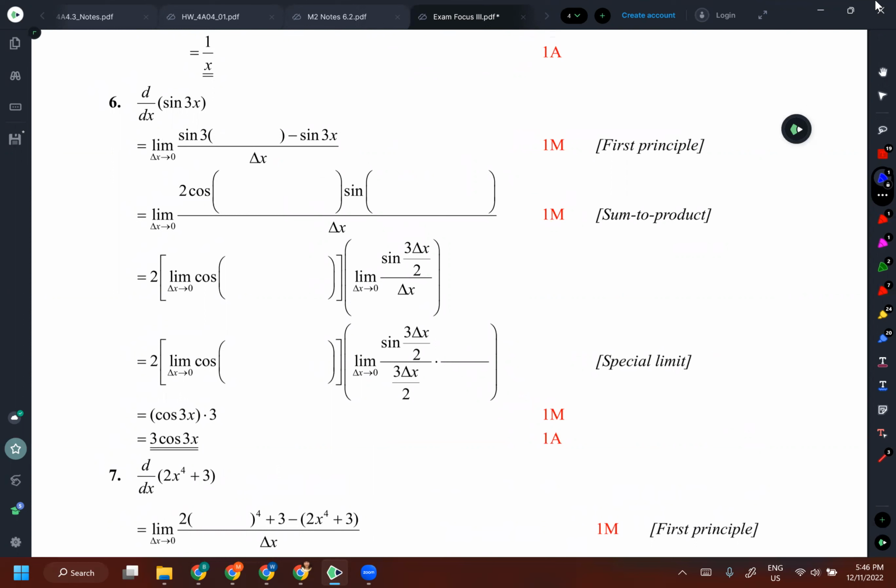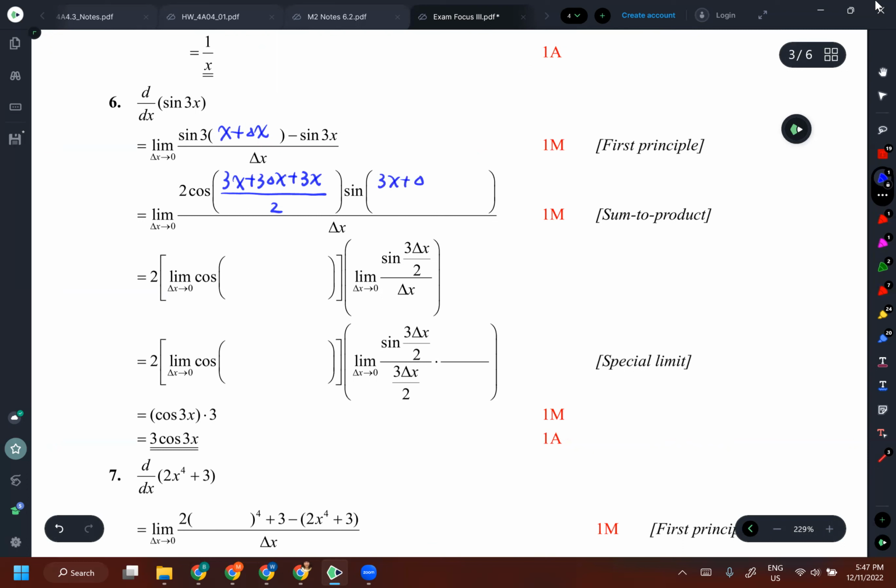Trigonometric function. Not first derivative, first principles to find the derivative. X plus delta x. Sum to product. 3x plus 3 delta x plus 3x divided by 2, 3x plus 3 delta x minus 3x divided by 2. And then I will have 3x plus 3 over 2 delta x, and this one will go here. That's 3 delta x divided by 2.